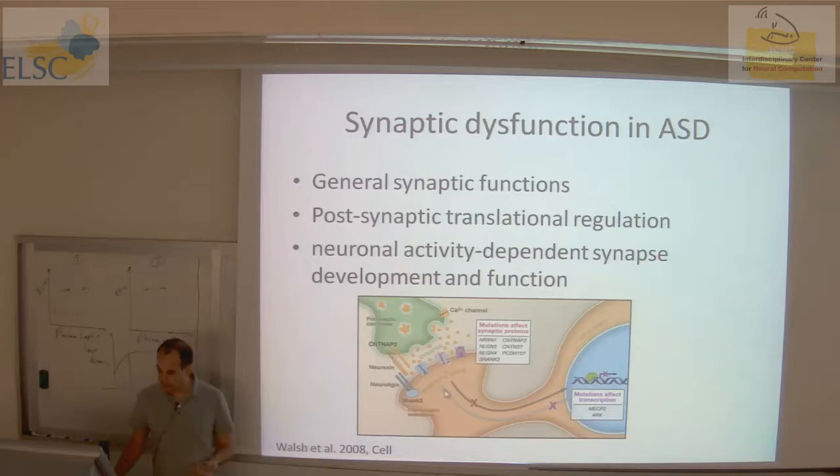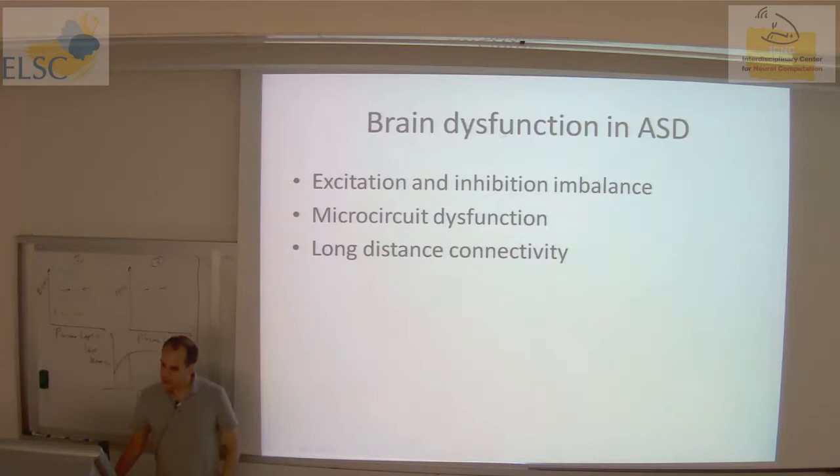But as you all know, the synapses are everywhere. It's a very general thing. And the big question is why this causes autism and not something else. Some theories about brain dysfunction come from human studies and also from mouse models. First of all, one theory talks about the imbalance between excitation and inhibition, which is, again, a very general thing. Some people claim it's all about microcircuit dysfunction, or other people will say it's all about long-distance connectivity. But as I said, autism is not one thing, so we don't need one theory to explain all of it. Still, people are looking for convergence.